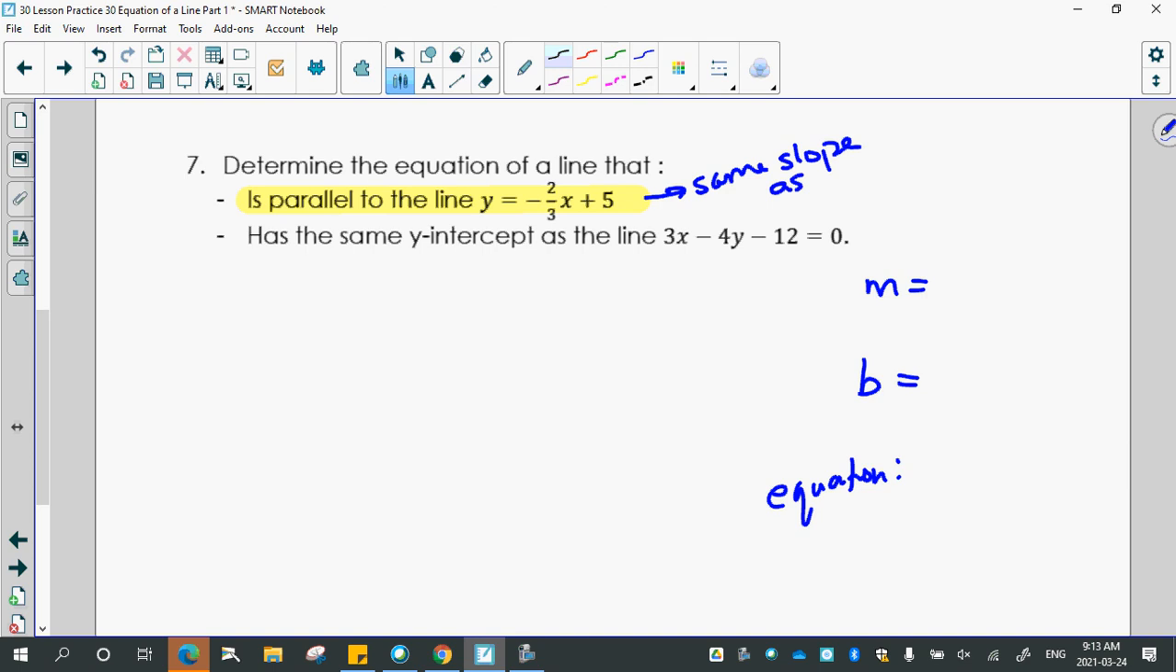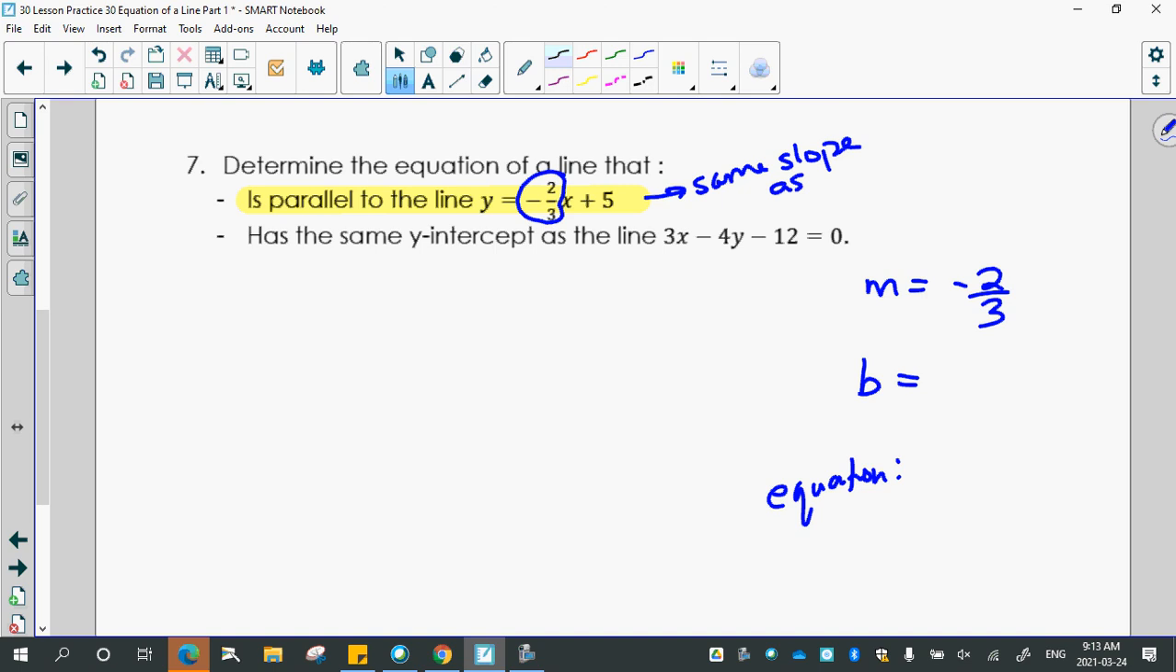So what's the slope of this one and how do you know? -2/3. And how do you know that? Because it's 1 next to x. Yep. So this one's also going to have the same slope, -2/3. So that first clue was about slope.